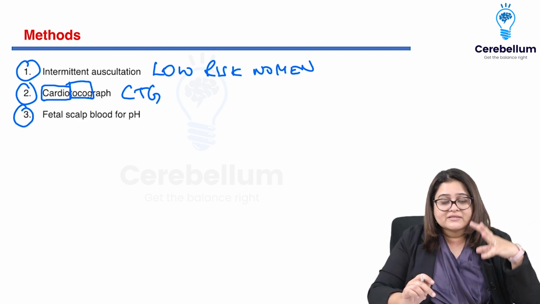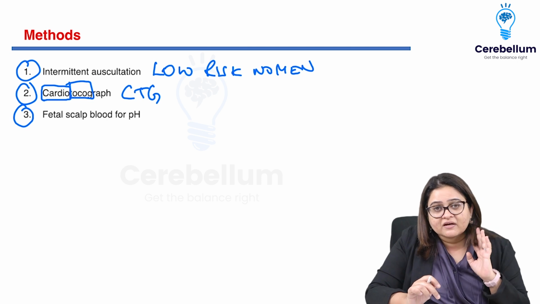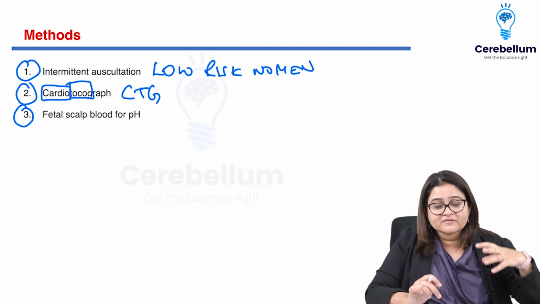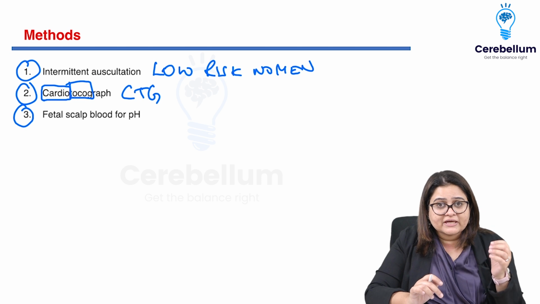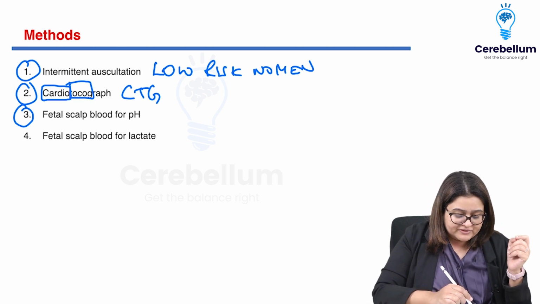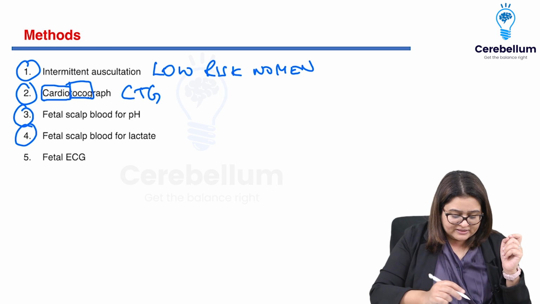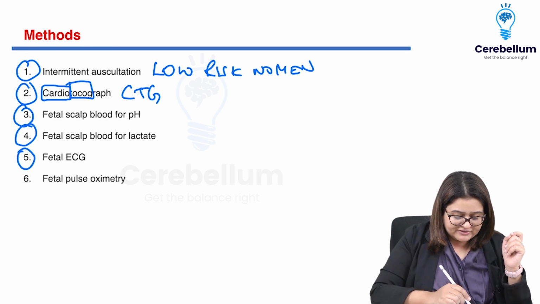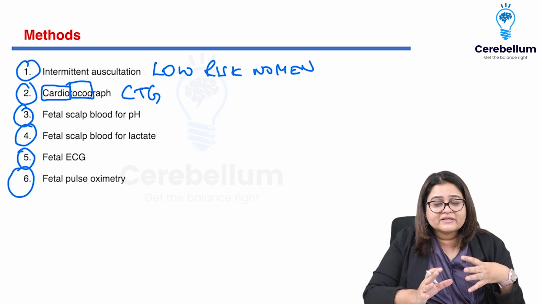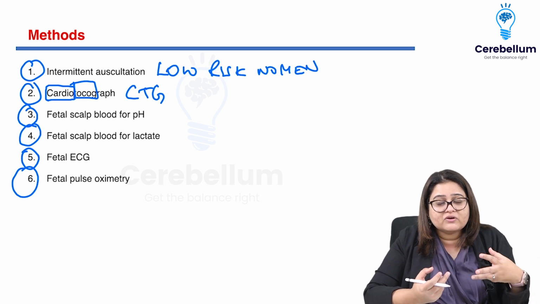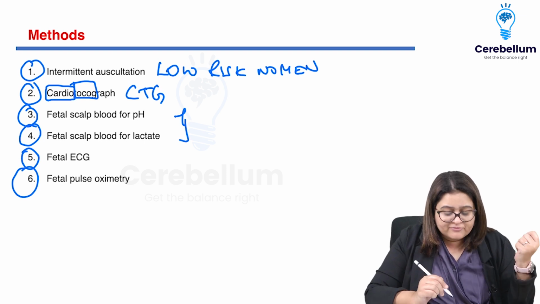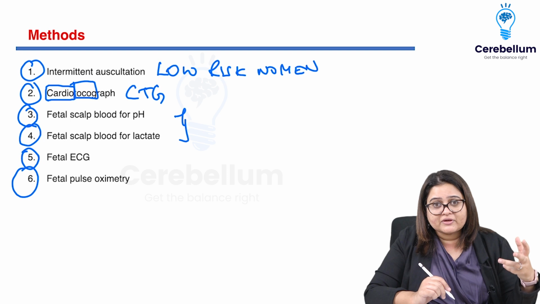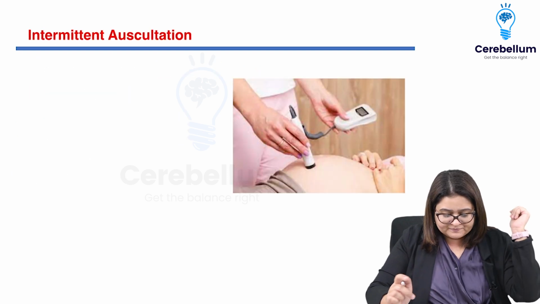Then we have the less commonly used ones. Especially in our country we don't do them, but in the UK it's very commonly done: fetal scalp blood for pH. This will tell us in reality whether the fetus is actually acidotic or not. Also, fetal scalp blood for lactate can be done, fetal ECG and fetal pulse oximetry. These are more or less academic things. They're not really done in most practical scenarios. However, fetal scalp pH and lactate is done in some countries but not in our country.